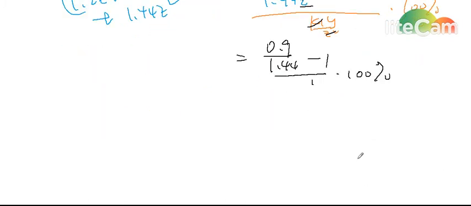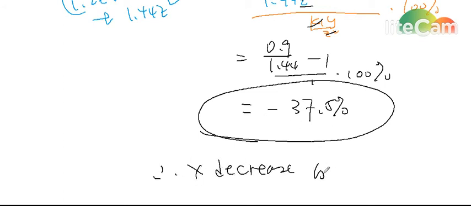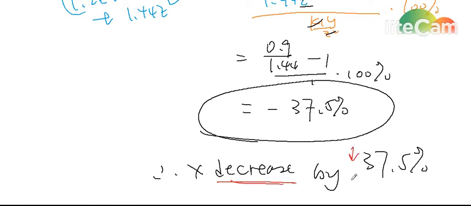After the calculation with our calculator, we find that the answer is negative 37.5%. So x is decreased by this amount. So we have the answer: x decreased by 37.5%, because we have used the word decrease, here we won't use the negative sign. For this one we won't use it. So you need to care about this kind of writing skills.